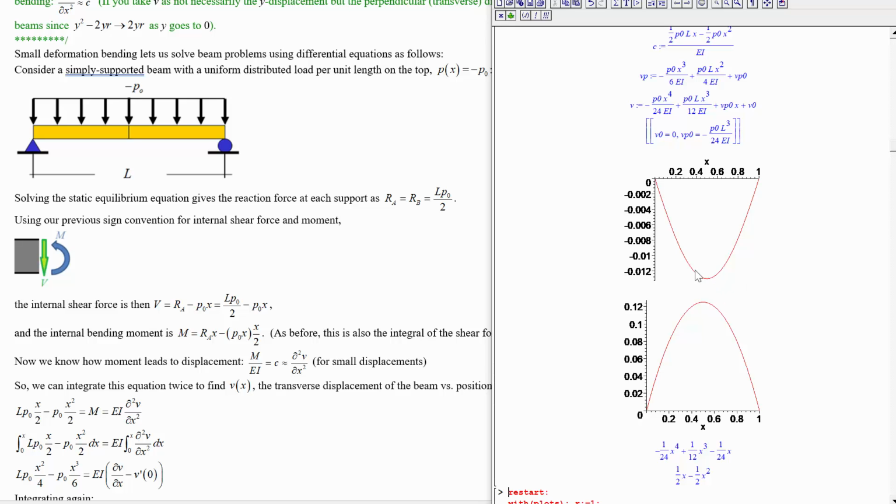So we get basically to a linear function at the end with no curvature, when the moment goes to 0 there. But when the moment is a maximum, we have the most arcing of this beam.